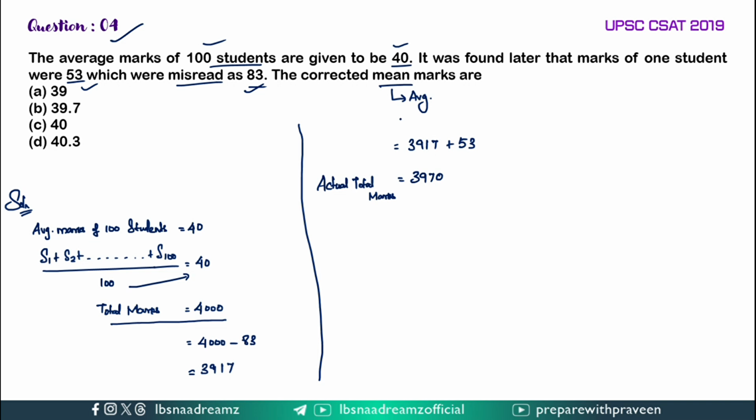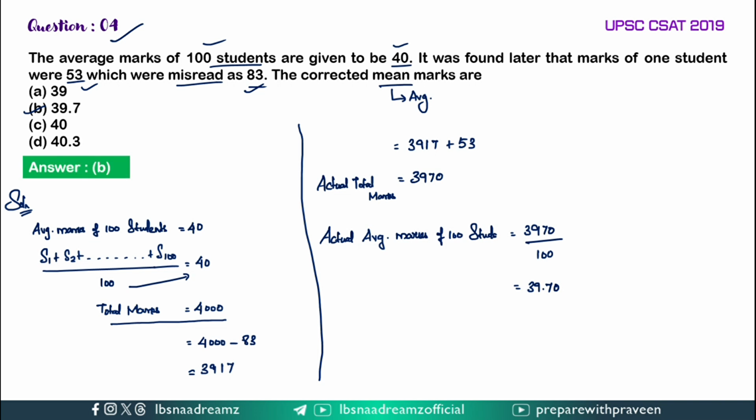Now we have to find the corrected average marks. So actual average marks of 100 students is equal to 3970 divided by 100. 39.70. So the corrected average marks is 39.7. So option B. Yes, option B is the right answer.